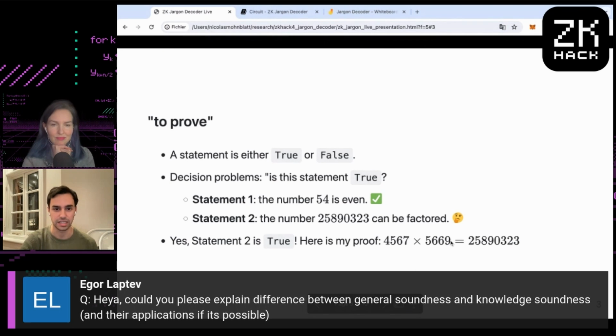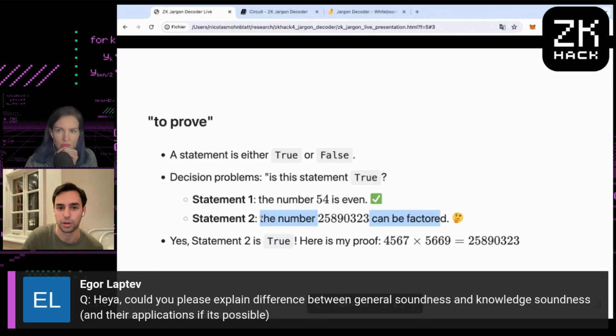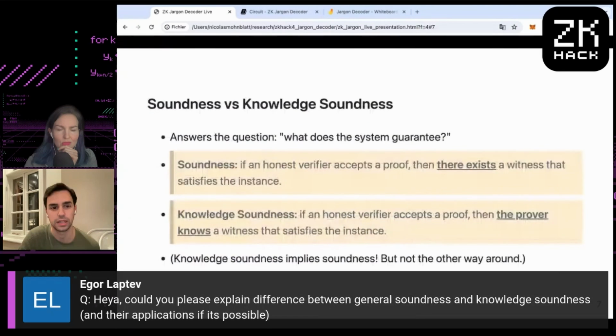The witness is what we would call the proof. In the sort of non-interactive, non-probabilistic setting, the witness is this proof, this information that tells me that my instance is a true statement. All right, so I guess we can stay here for the example. Soundness says, if I've accepted a proof that the number can be factored, then this witness must exist.